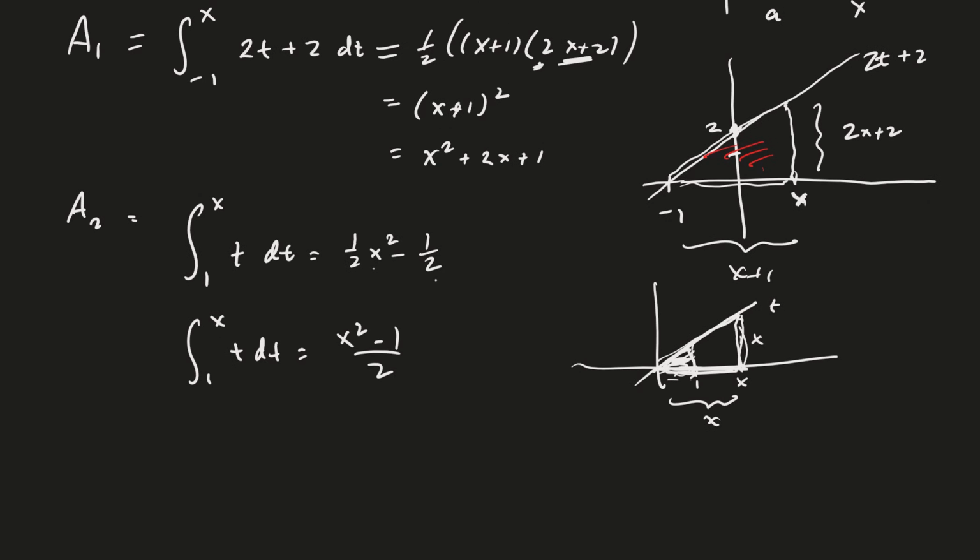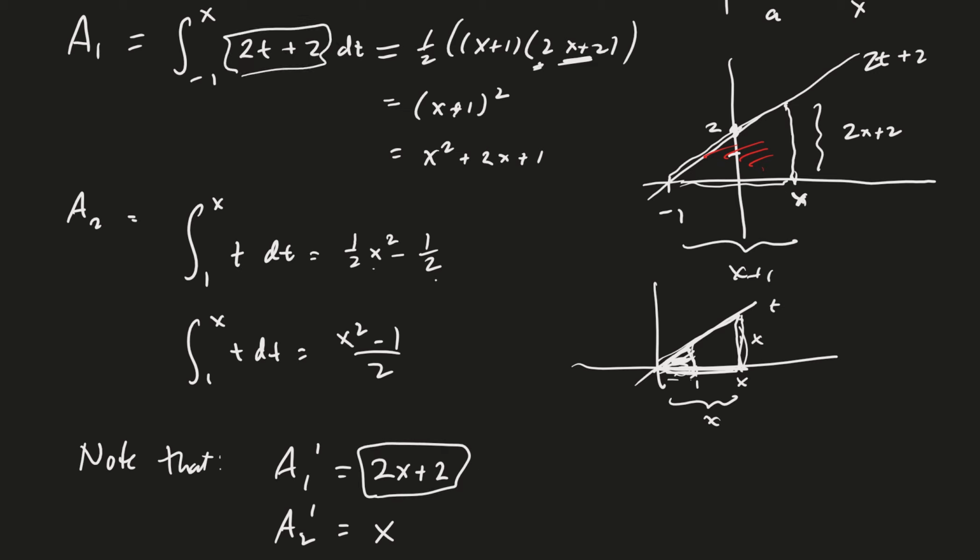And just as you're considering this, notice that A1 prime is equal to what? 2x plus 2. And what is A2 prime? It's just x, right? And notice that 2t plus 2 was the original function here, and t was the original function here, but now with an x in it, right? So if this is f of t, this would be your f of x. And if this was let's say g of t, then this is g of x.